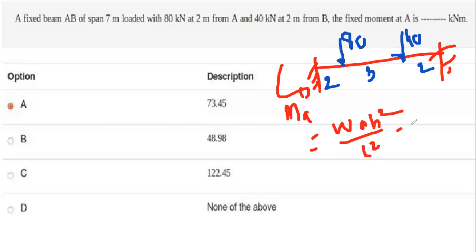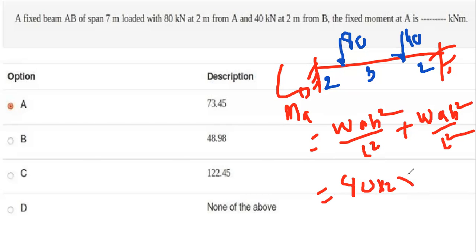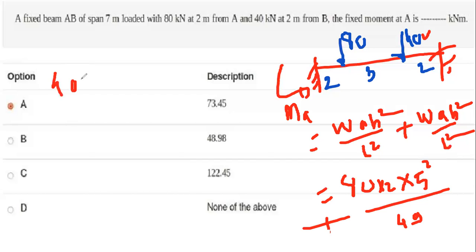Okay, for the first point load, the eccentric point load, and again WAB square by L square for the second point load. So for the first case, W will be 80, A will be 2, B square will be 5 square, divided by L square, that will be 7 square, that will be 49, plus for the second eccentric point load, WAB square by L square, that will be 40 into 5 into 2 square divided by 49.